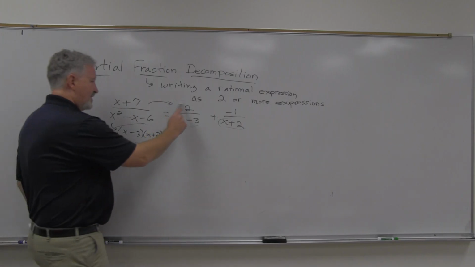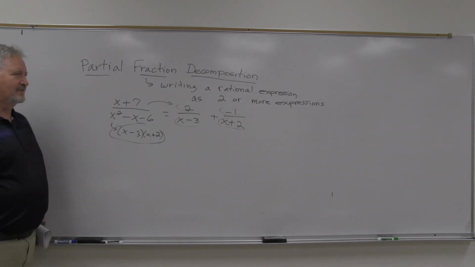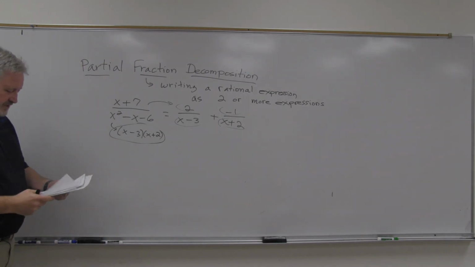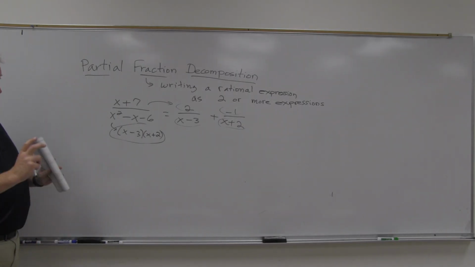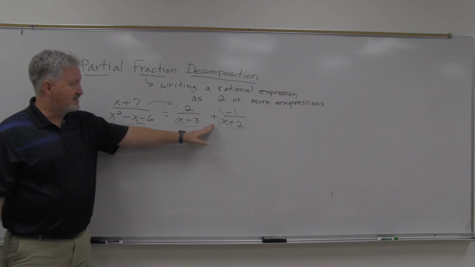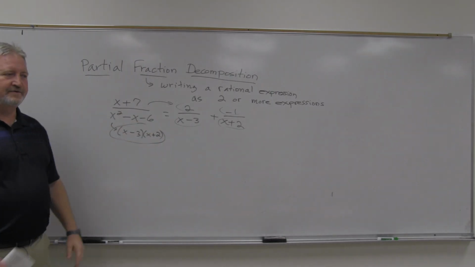Now, the trick is, how do you figure out why it's 2 and why it's negative 1? Well, that's what we're going to talk about. It's kind of an interesting way, because previously you took these two and made it 1. Well, we're going to go the other way. That's what we're doing here.